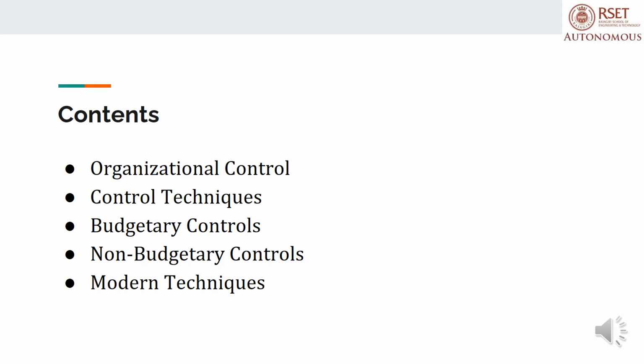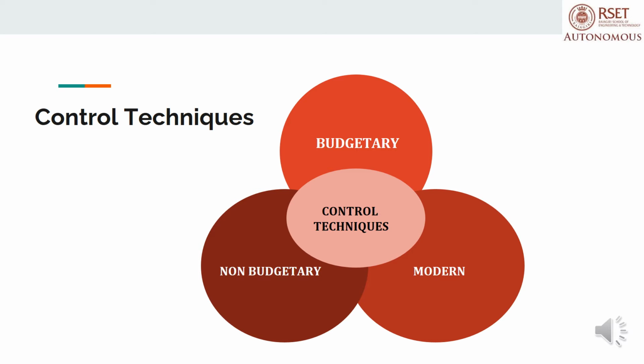In this session, we are going to discuss organizational control and techniques associated with the controlling function. The contents of the discussion are as follows: organizational control, control techniques, budgetary control, non-budgetary control, and modern control techniques. There are different types of control techniques. Commonly, they are divided into budgetary and non-budgetary control techniques. We will also discuss some of the modern controlling techniques too.